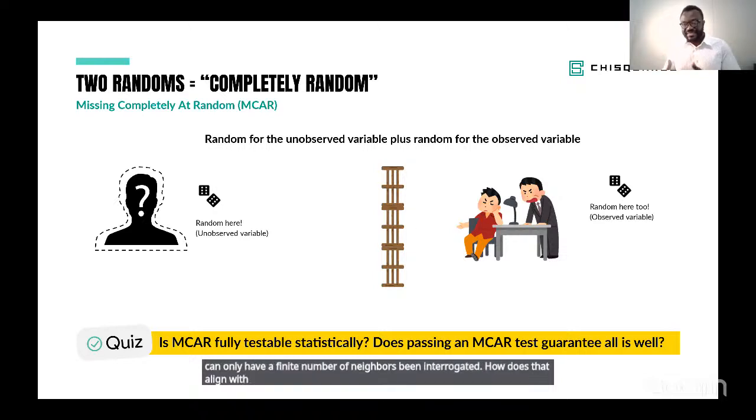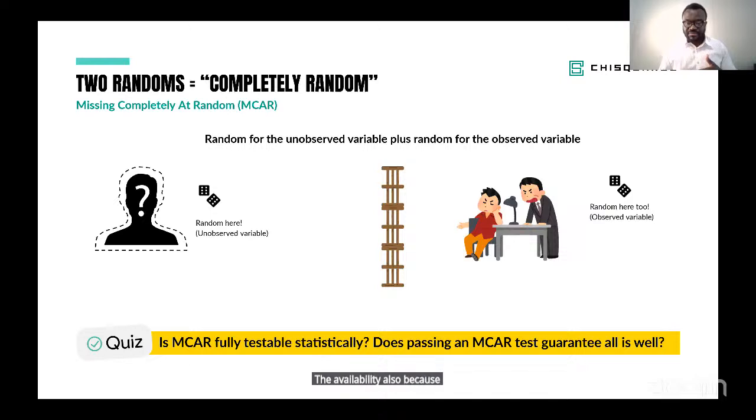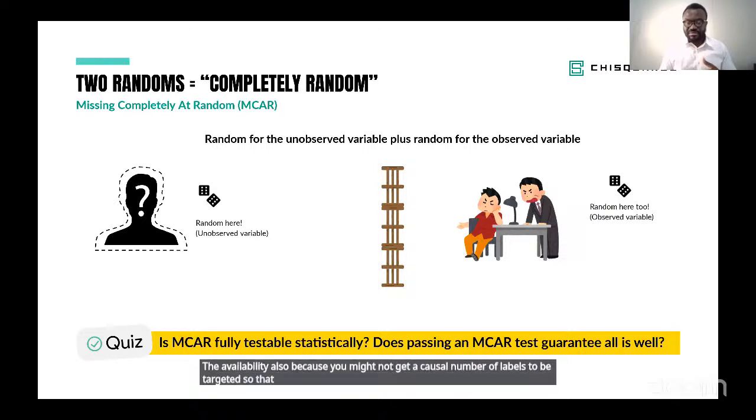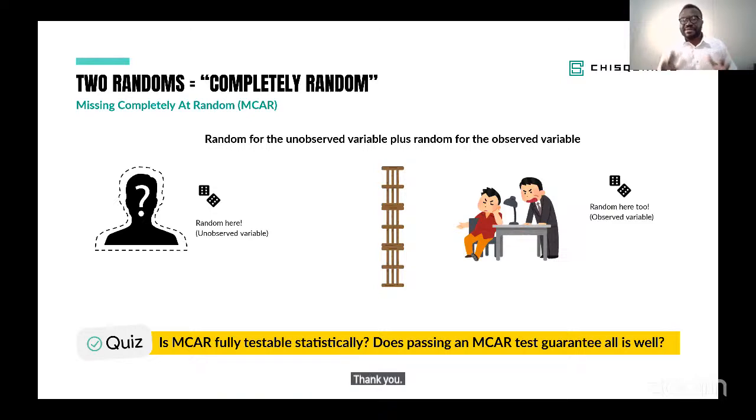Well, the variability also, because we might not get a constant number of neighbors to be interrogated. So that also introduces some variability that affects the data ultimately. Thank you. Like in your data set, at max, how many variables could you possibly collect in a survey?